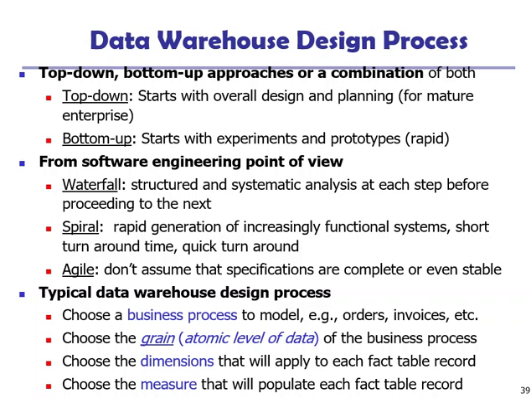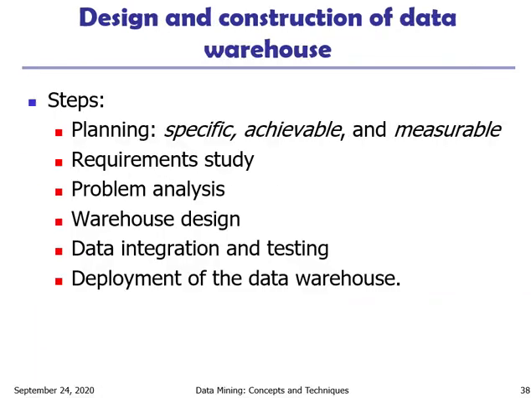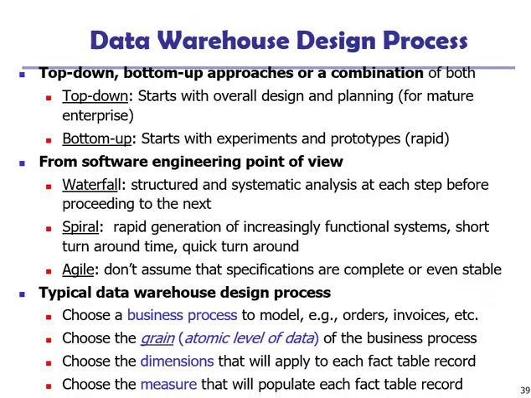Waterfall and spiral both have the assumption that the user can specify what they want and will provide you a good specification. Waterfall assumes, well, those are the steps, we follow the steps and we're going to get the perfect result, which never happens. So I think waterfall is pretty much abandoned in software engineering.